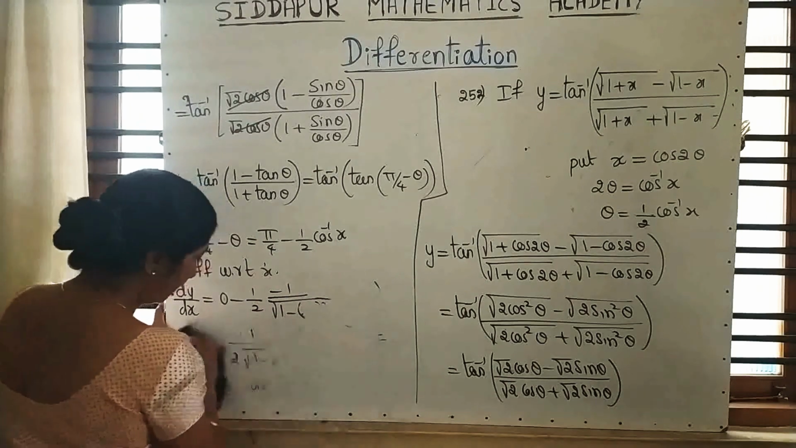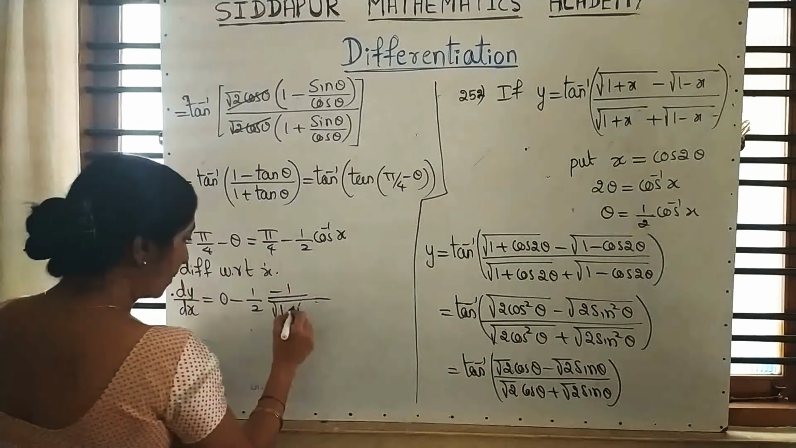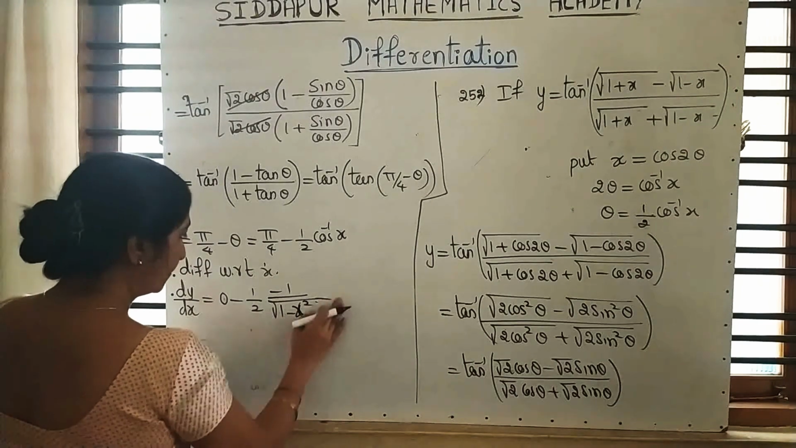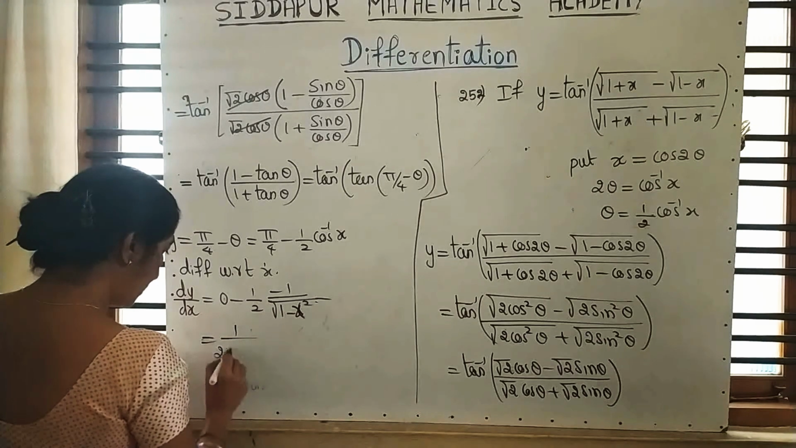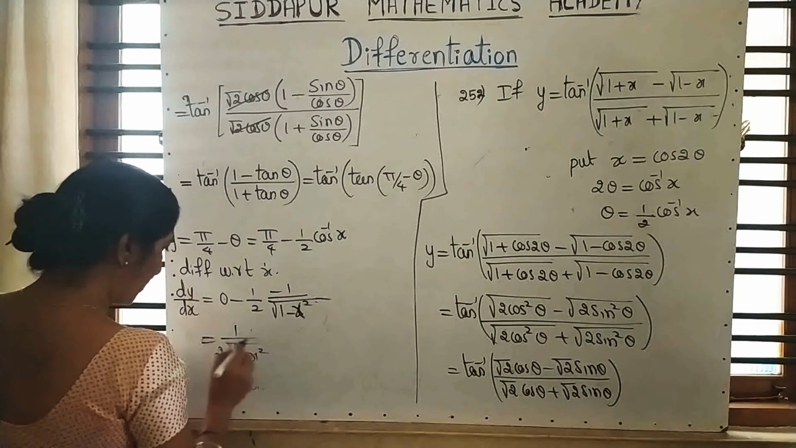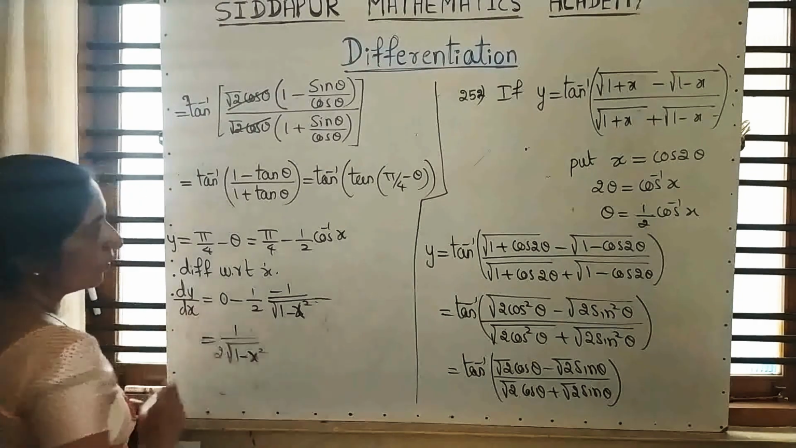Just differentiation of cos inverse x is, and minus into minus becomes plus, 1 minus x square. How are you feeling? See, is it simple or what?